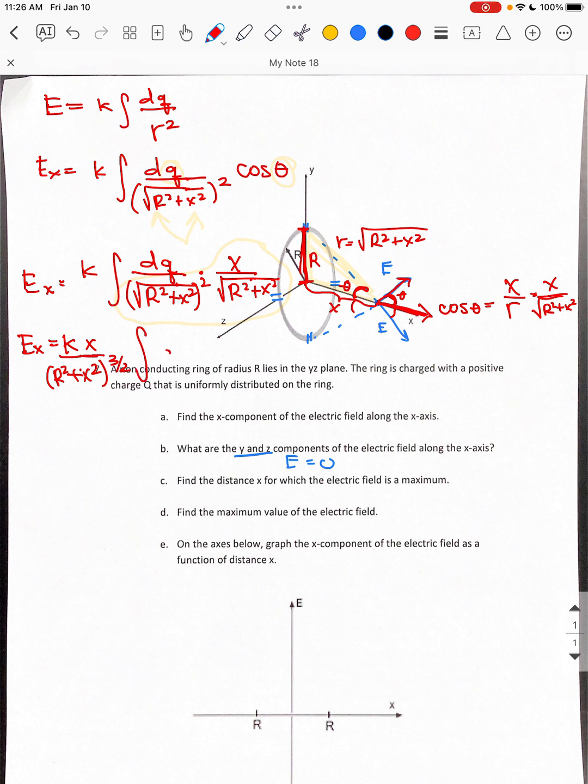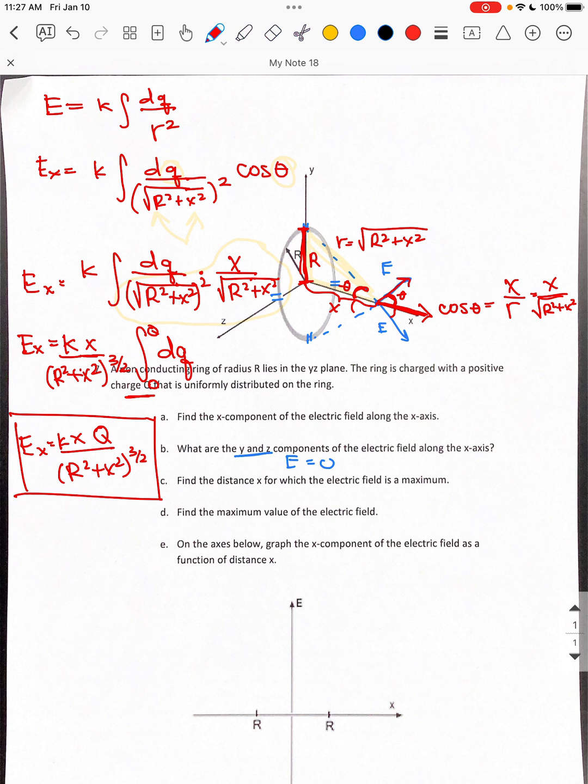I still have a dq, which is my only variable, and I can integrate with respect to that variable, which is really q to the 0 because it's just 1. And then I need to think about my limits. Well, it tells us that the full charge is big Q, so I'm going to go from 0 to big Q, and that'll just give me Ex equal to kxQ all over R squared plus x squared to the 3/2. And obviously you would subtract the 0 when you plug it in, but that just cancels out. So here is your final answer.